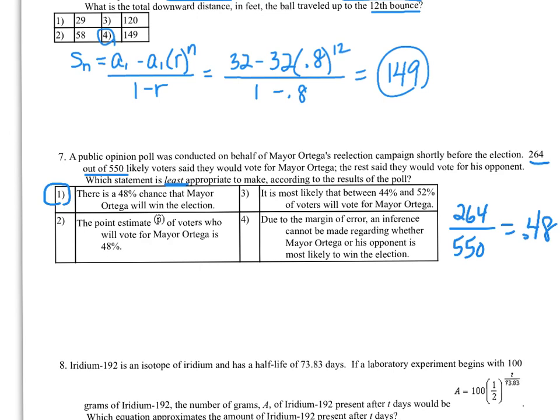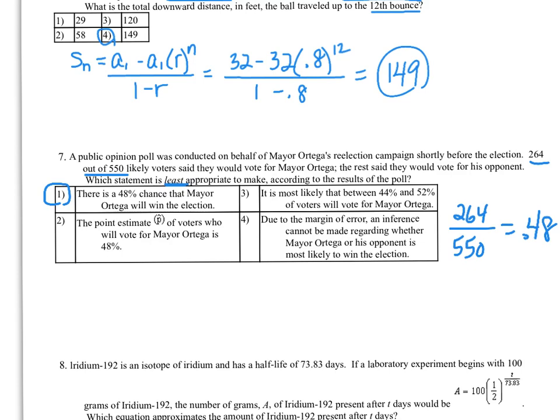1 over 73.83. Let's start that over again. So that's how I would write it, as 1 over 73.83 times t.